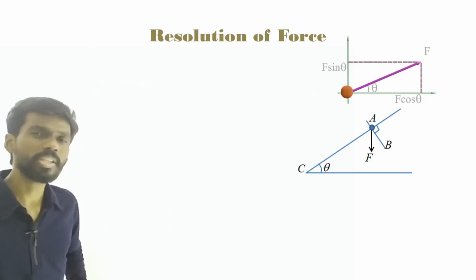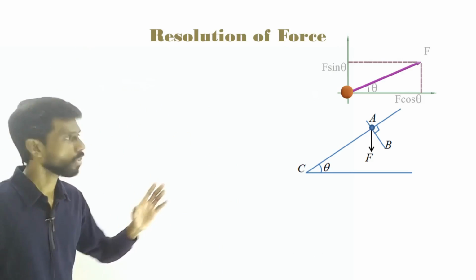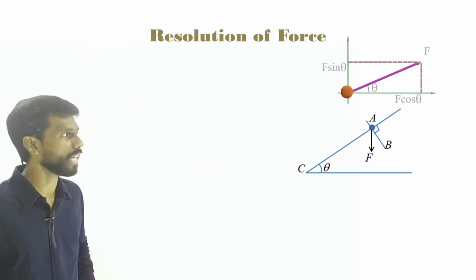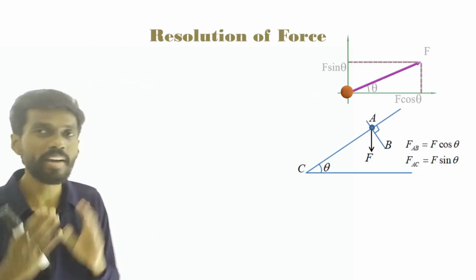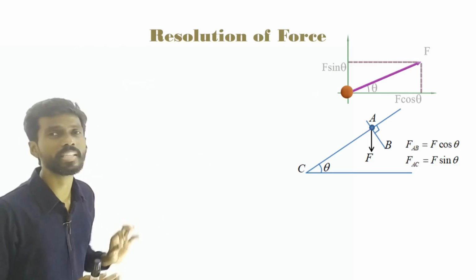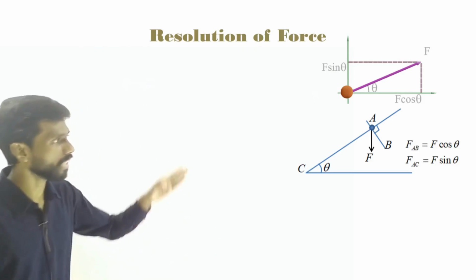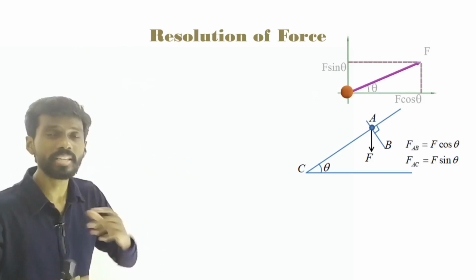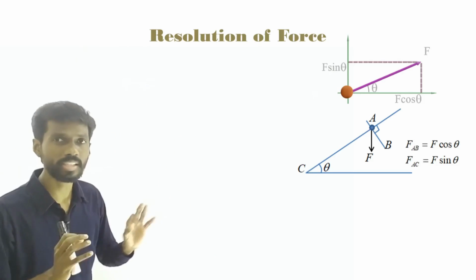What is the projection of the force in the direction AC, along that plane? That angle is 90 minus theta. That means F sin theta, or F cos (90 minus theta), right? F sin theta is the projection of the force in the direction AC, and F cos theta is the projection in the direction AB. Do you understand? Just an example.